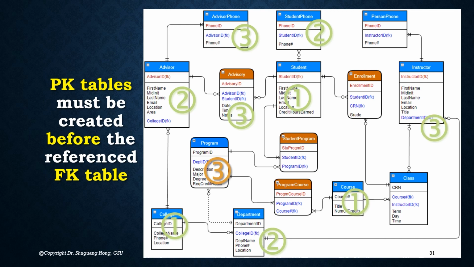Repeat the second step above to determine the fourth group of relations, which includes person phone, student program, program course, and class. Repeat the second step above one last time to determine the last group of relations, which has only a single relation, enrollment. With that, we complete all tasks involved in creating a database schema.